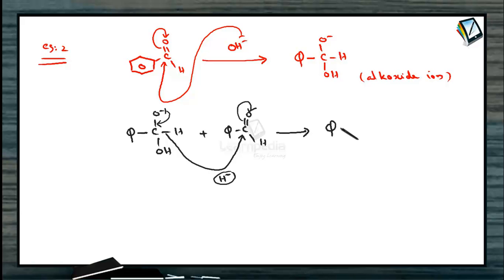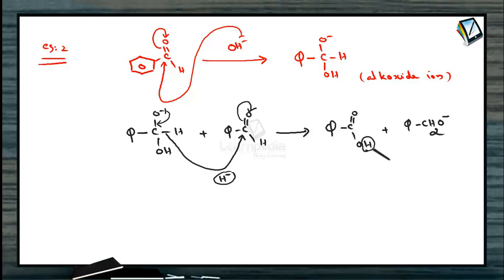So what will be the products now? This is C6H5, C double bond O, OH. So the acid is formed, which is the oxidized product. And the other one is C6H5, H is already there and one H⁻ is attacking this, so it will become C6H5CH2O⁻. And this is the hydrogen which is acidic in nature.